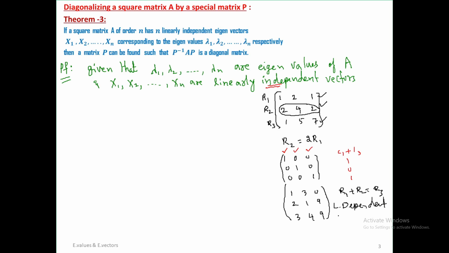So once they are dependent, look at this example in particular: these three vectors are linearly dependent vectors. They are not independent, they are dependent vectors, because the third vector is obtained by using the first two vectors. Therefore these are dependent vectors.